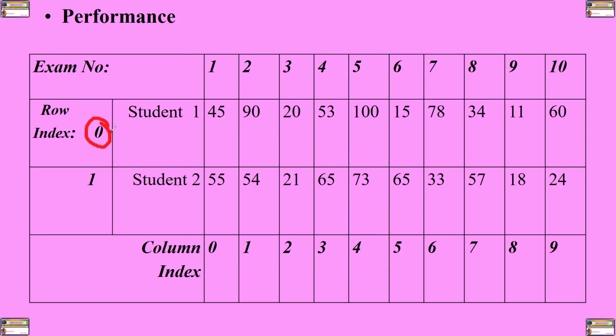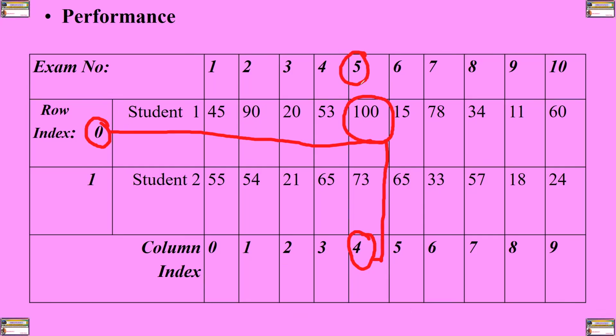And then which column? Column number 5, which of course is subscript number or index number 4. Note this, 100 is in the fifth position, but the fifth position is identified with index 4. So when we want to refer to 100, first of all, we have to tell the compiler to go to the memory location by the name performance, but then where in that memory location? Go to row index 0.